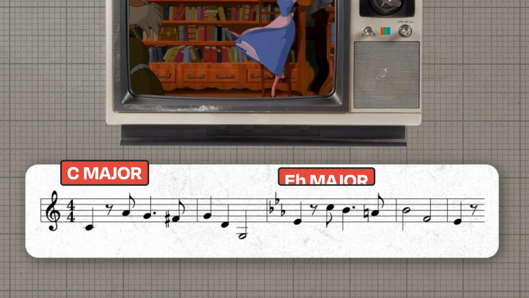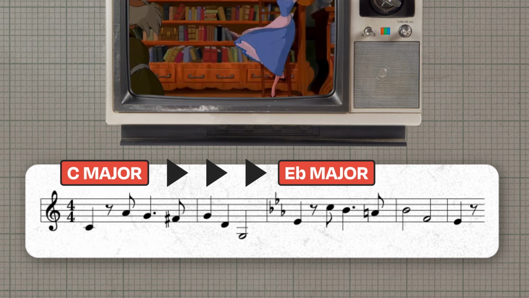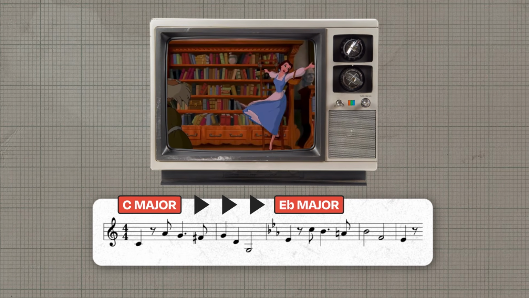He's going from C major to E flat major. And once again, Menken flies direct. There are no transition chords, and it works great.